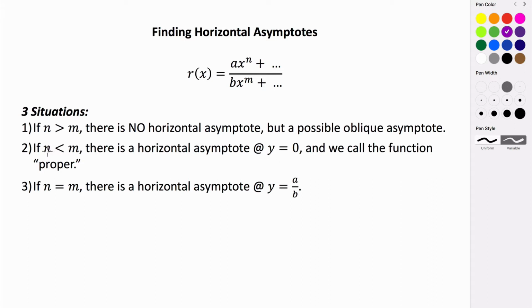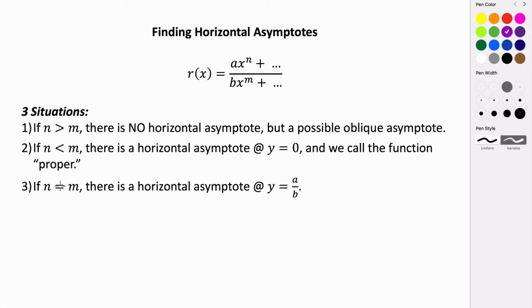If the degree of our numerator is less than the degree of the denominator, then there is a horizontal asymptote, and it's going to have the equation y equals 0. So if n is less than m, then there's a horizontal asymptote at y equals 0. In this case, we call our rational function proper. If the numerator's degree is less than the denominator's degree, then the function is called proper.